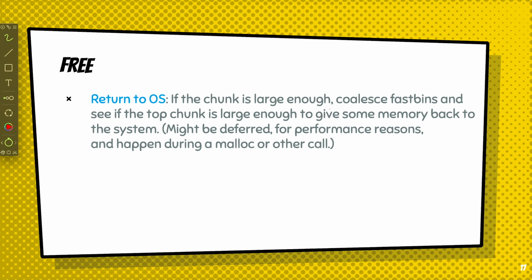And free will help us to reconsider that. So we will consider that if the current free chunk is large enough, then we're going to coalesce the fast bins and then check if the top chunk is large enough. And if the top chunk is large enough, then we're going to return the top chunk back into the system, so that we're not going to have a lot of memory for the heap.